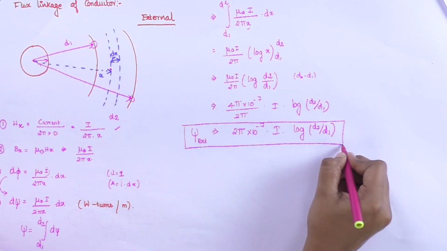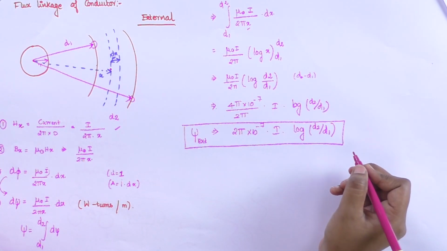These two formulas are very important to proceed with the next process. In the next topic we will see the flux linkage in the single phase wire and three phase wire, and how the flux linkages affect the bundle conductor and the group of conductors. We will see that in the next class.